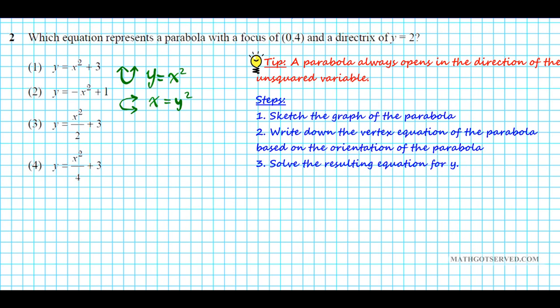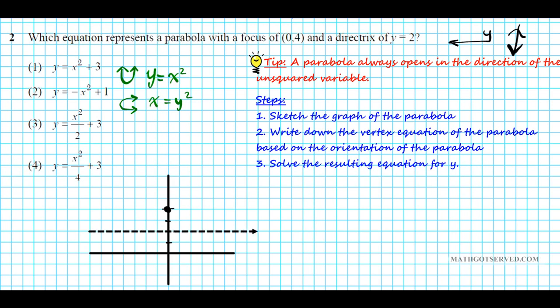So another thing you want to note, well, let's draw this information first before I talk about that. So there goes my y-axis, and there goes the x-axis. The focus is (0, 4): 1, 2, 3, 4. There goes your focus. And then the directrix is y equals 2. Remember, y is a horizontal line, whereas x is vertical. Don't forget, y is horizontal, x is vertical. Okay? So y equals 2 is our directrix.